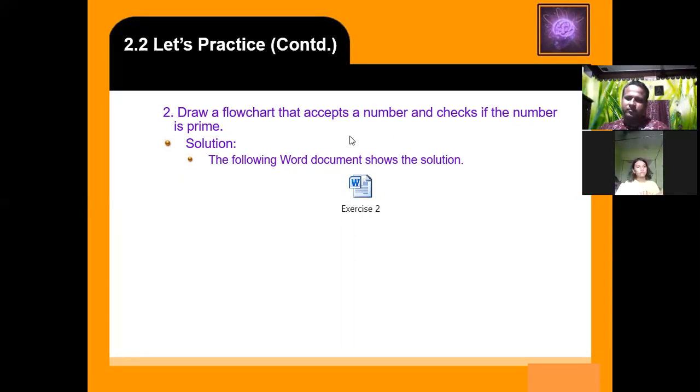First, you write the question. Draw the flowchart that accepts a number and checks if the number is prime or not. Completed. Okay, now check.